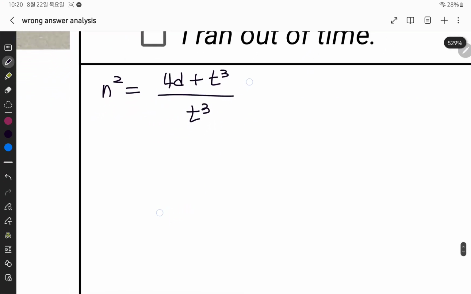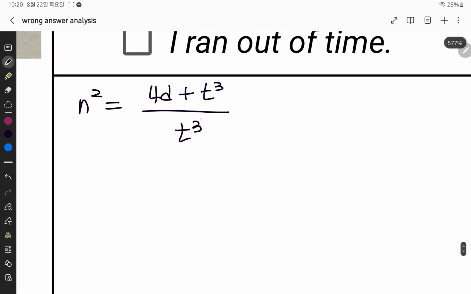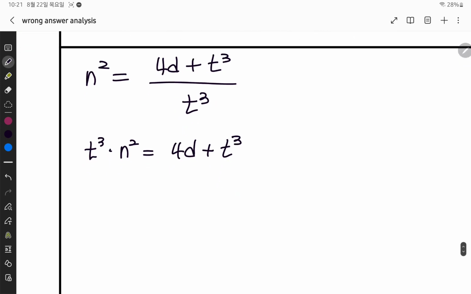The first thing we do is multiply t cubed on both sides, which gives us t cubed times n squared equals 4d plus t cubed. And then we're going to bring the t cubed over to this side by subtracting it from both sides. So t cubed times n squared minus t cubed equals 4d.